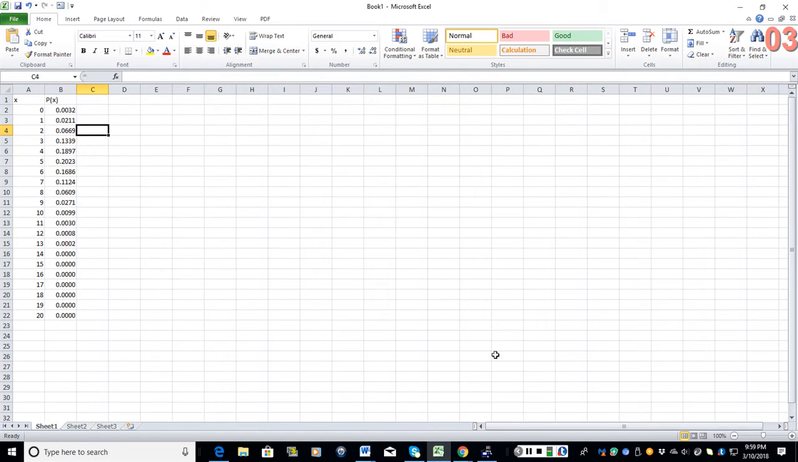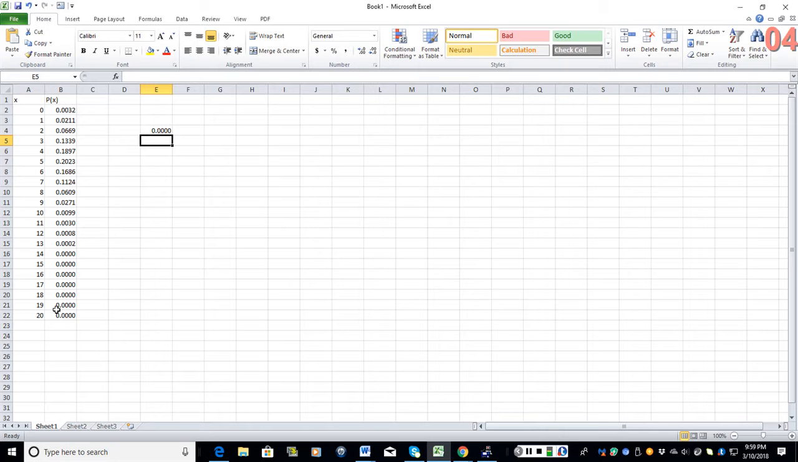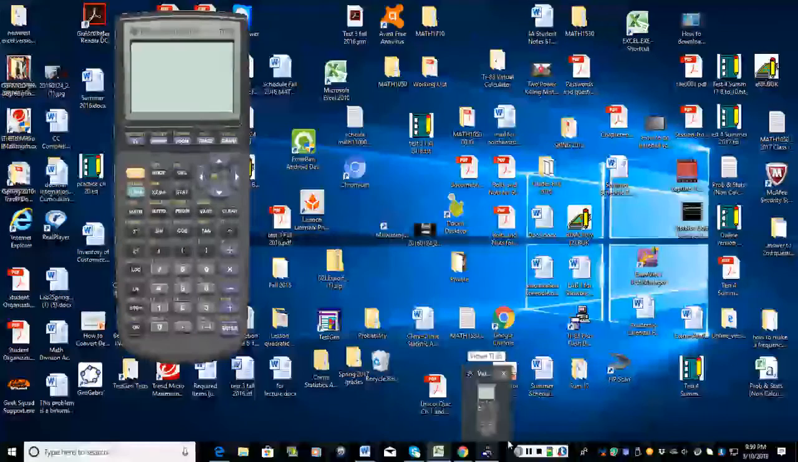Now notice that we want 70%, which is 14 or more. So what we would have to do is sum from 14 on down, and we press enter and we get that our answer is 0. So from 14 on down it's going to be 0. So the probability that that happens is going to be 0.